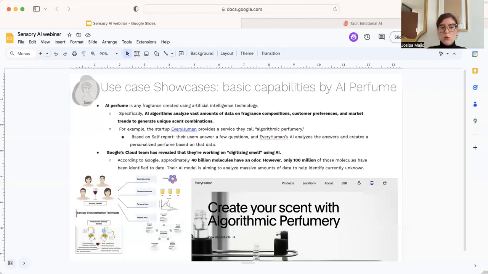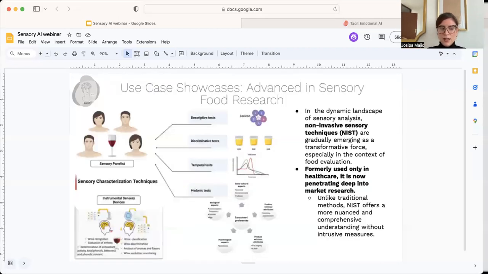On the flip side, what Google Cloud's team has done, which we mentioned earlier in the Osmo case, is digitizing smell using AI. In particular, they have analyzed and digitized over 100 million molecules of existing fragrances. Now, to put that in context, there are 40 billion known molecules of odor. So they are only beginning to scratch the surface, but it really tells you that there's a growing and thriving segment of real world projects and products that are all based on sensory AI.